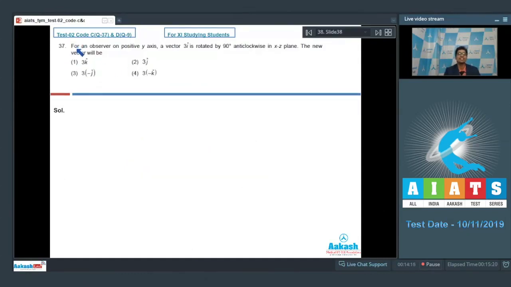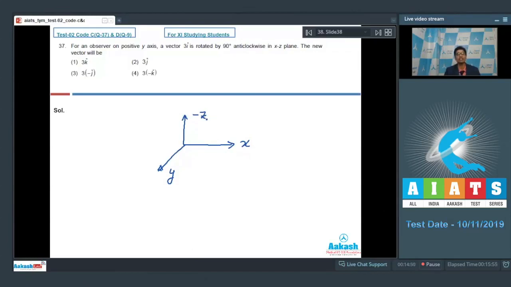Question number 37 says, for an observer on positive y-axis, a vector 3i cap is rotated by 90 degree anti-clockwise in xz plane. The new vector will be. Now, dear students, let us draw a diagram and try to visualize this particular question. If this is the x direction and we take the y direction as the direction coming out of the plane of the paper, then this direction would be the minus z direction.